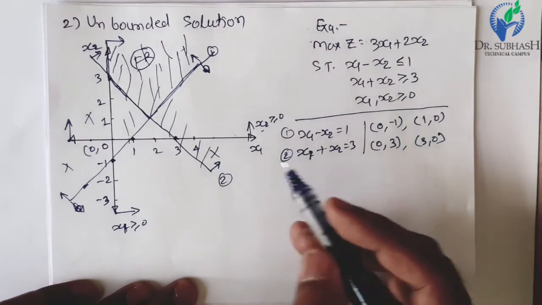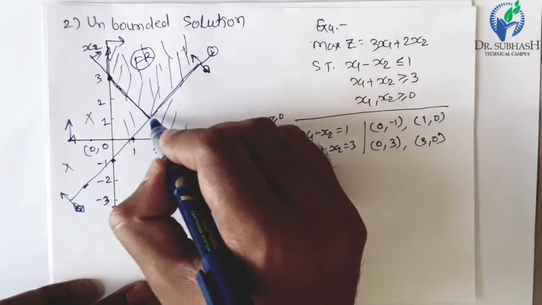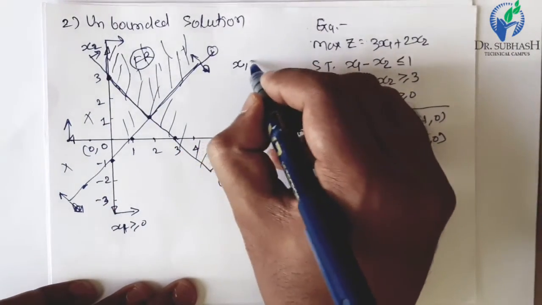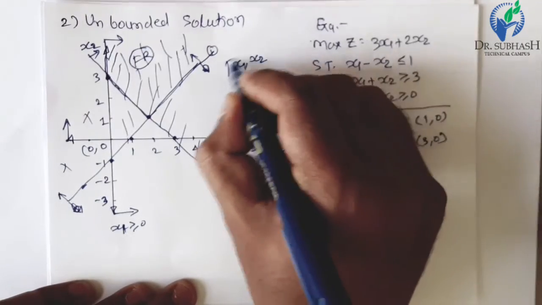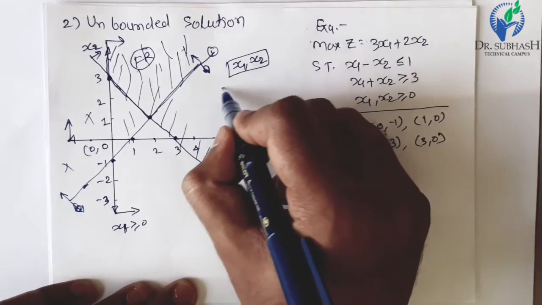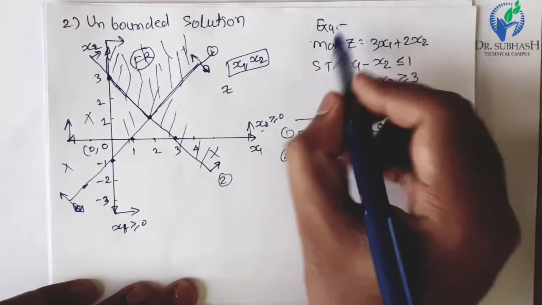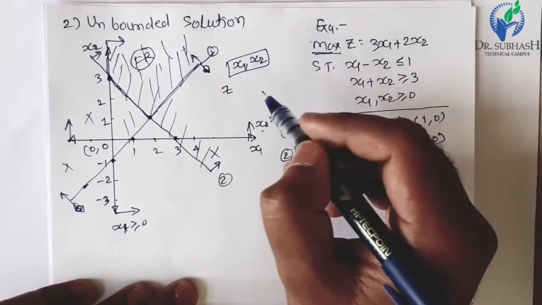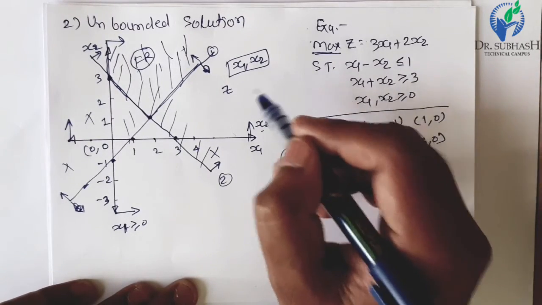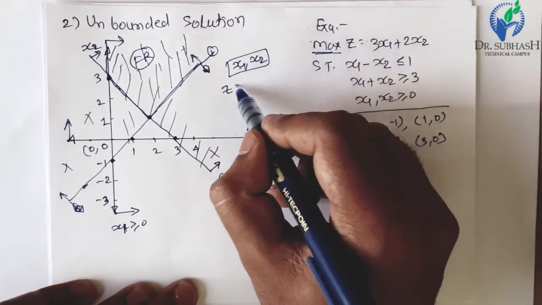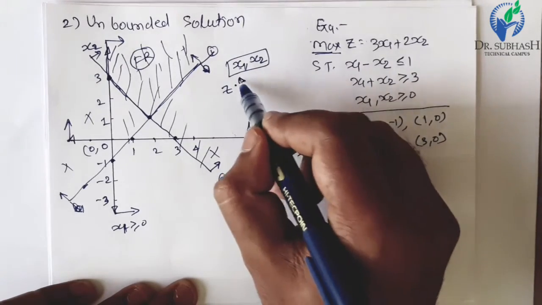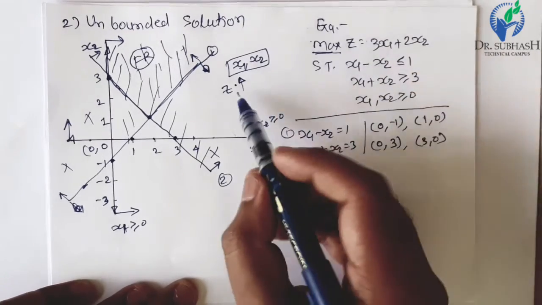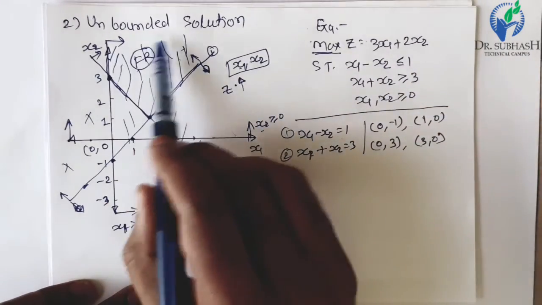If you try to find the value at an extreme point, say at this point and any other point here, then you will get a set of values of x1 and x2, and for that you will get the value of z. But here it is a maximization case. So for the maximization case, you will get unlimited or infinite values of x1 and x2. For that, the value of z is infinitely increasing. So this type of solution is called an unbounded solution.